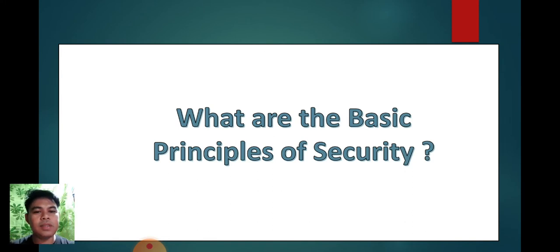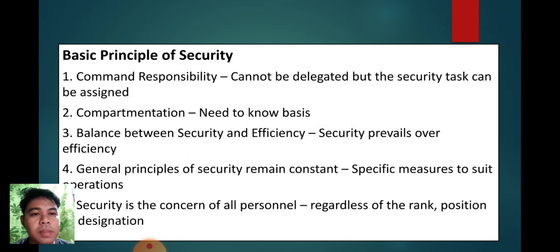So, what are the basic principles of security? As defined, principle of security number 1 is command responsibility. Under command responsibility, it cannot be delegated. But the security task can be assigned to people or units under the supervision of an officer. Take note that command responsibility has a big importance, because just like who holds the greater power, there is a catch there. Any mistake committed by your subordinates, you as an officer will be charged also.